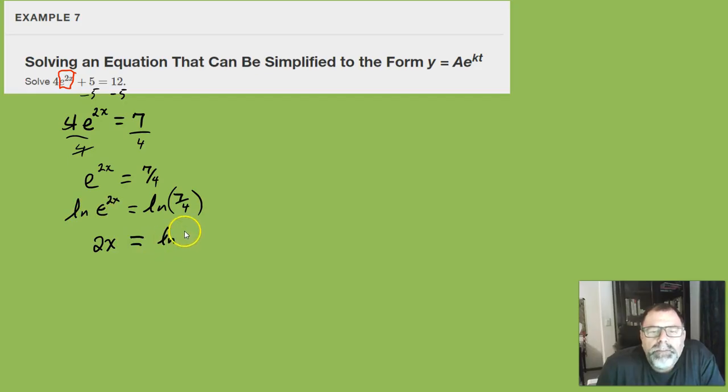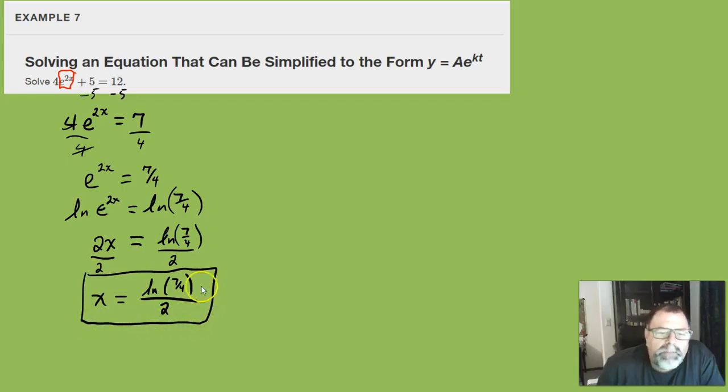And again, this is just a number. You can punch it in your calculator and figure out what that number is. And I'm solving for x, so then divide both sides by 2. And x equals ln of 7/4 divided by 2. And again, that's the exact answer. If I want to approximate it, I can punch it in a calculator. So I will do that now. ln of 7/4, then divided by 2.